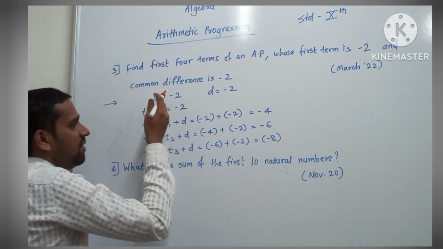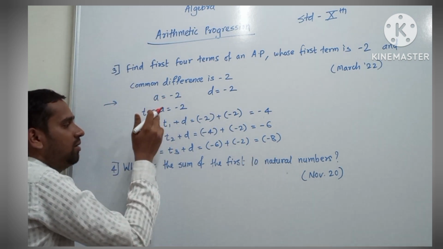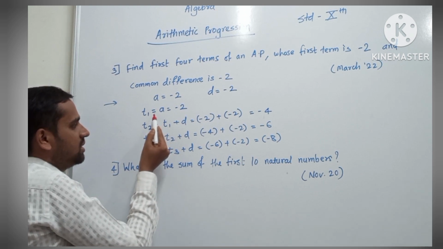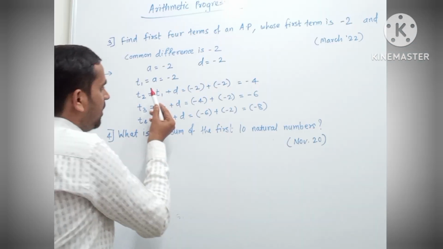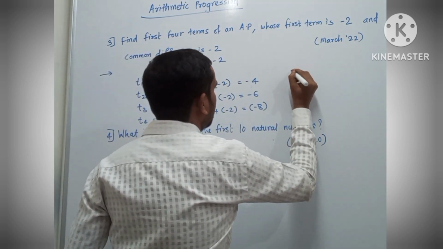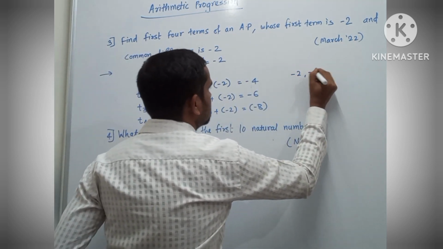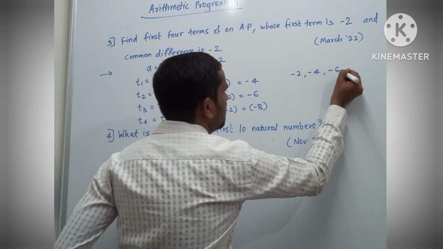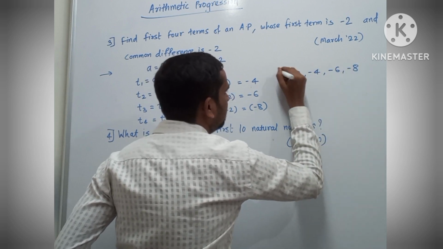Okay. In this way we found T1, T2, T3, T4. We found these four terms of AP. So what are the four terms of AP? -2, -4, -6 and -8.